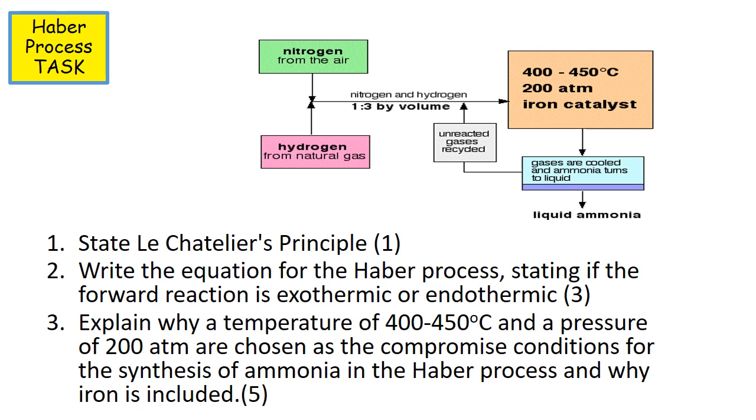Ask you to explain why a temperature of 450 degrees Celsius and a pressure of 200 atmospheres is chosen as compromise conditions, and why iron is used as a catalyst. So you've got to think about, in that question, what are the ideal conditions for this reaction? Why then did they go against those ideal circumstances? So go through temperature. What would be ideal? Why did they choose this temperature?